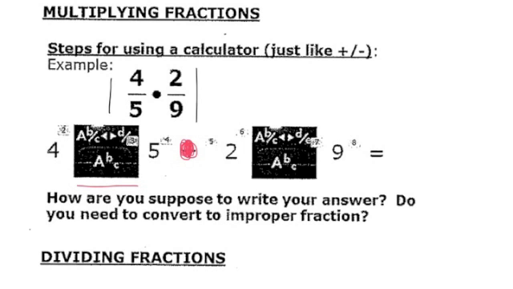Okay, and what that comes out to, of course, it should say in your calculator 8/45. Okay, and the question underneath says, how are you supposed to write your answer? Do you need to convert to an improper fraction? Okay, this one you already have a reduced fraction, so you do not need to convert it to an improper fraction. So that's how you would multiply the fraction in that case.